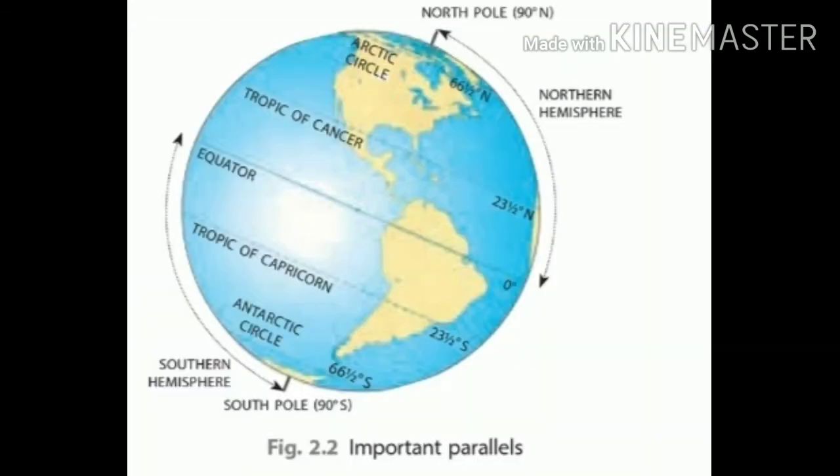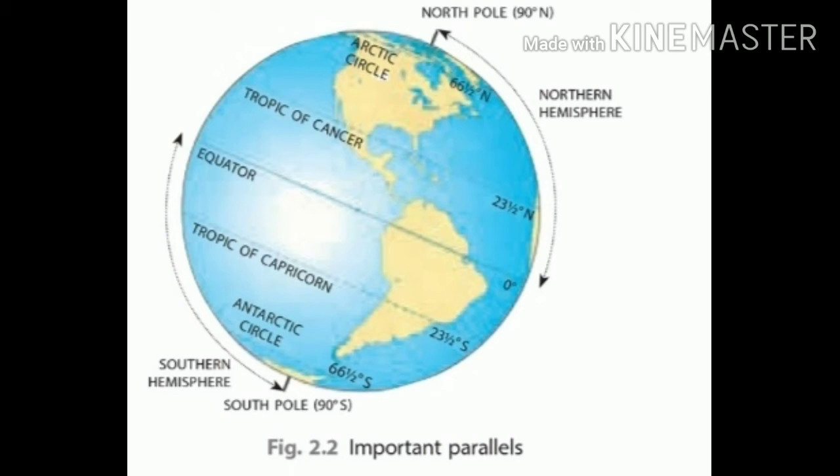Some important parallels on the earth. By looking at figure 2.2, we come to know about the important parallel lines on the earth. First one, the Arctic Circle, which is marked at 66.5 degree north. Tropic of Cancer, 23.5 degree north. Equator, which passes through the middle of the earth, is marked at 0 degree. Tropic of Capricorn, which is marked at 23.5 degrees south. Antarctic Circle, which is marked at 66.5 degrees south.